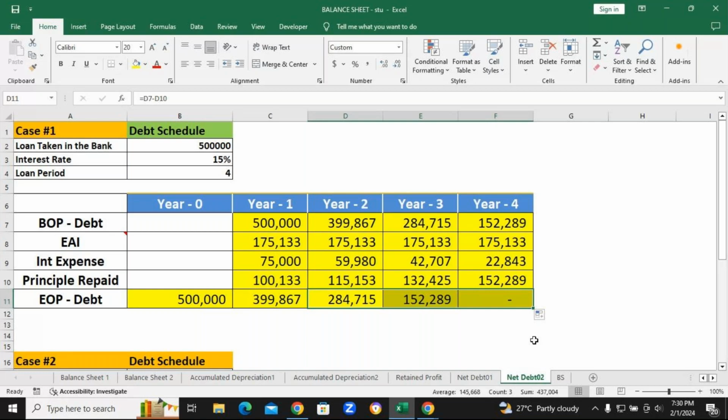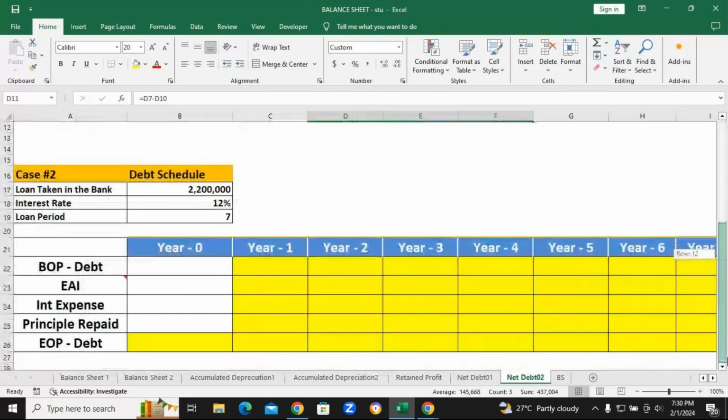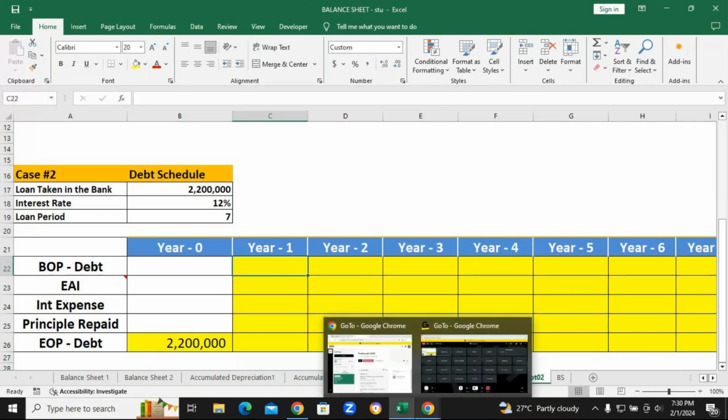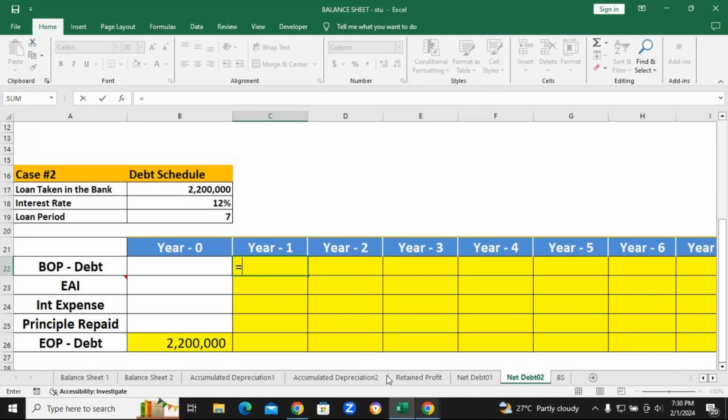Let's do the other one, the second one. So 22 lakh rupees, I am taking the debt. So here at the beginning of the period, whatever the end of the previous year's loan amount will be there, that will be carried forward as the beginning of the period.